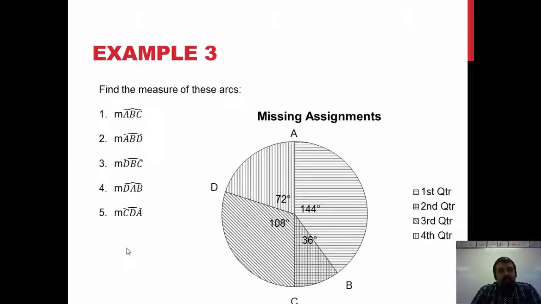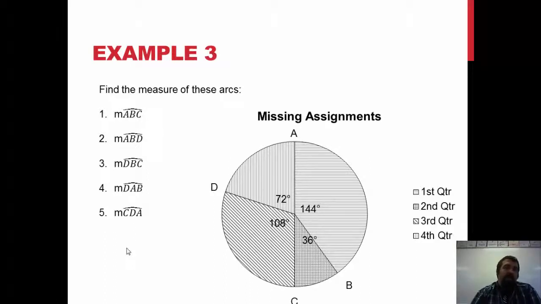If you did them correctly, for number 3 you should have got 252 degrees. For number 4 you should have got 216, and number 5 you should have got 180 degrees. So number 3, 252 degrees. Number 4, 216 degrees. Number 5, 180 degrees. If you have questions on those, please see me.